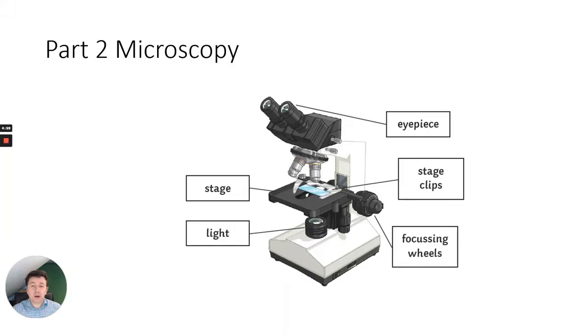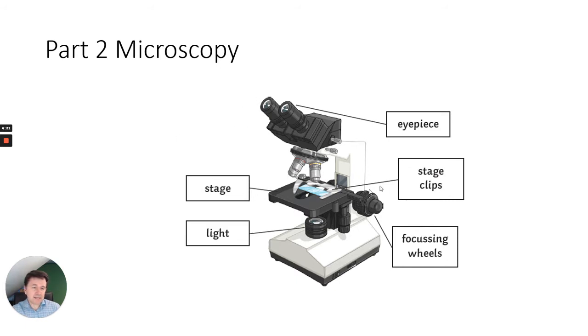Part 2 is microscopy, so it's about microscopes and looking at and observing cells with a light microscope. So here we have a light microscope. You might be expected in an exam to be able to label these things. So you've got the eyepiece, you've got the objective lenses, that is not actually shown in this diagram, unfortunately. Objective lenses are the ones that you can rotate and they increase the magnification.